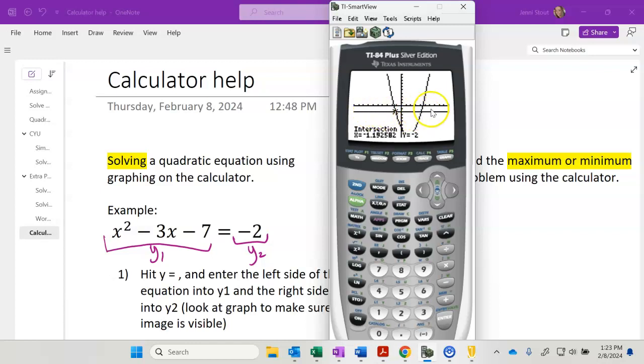Then to find the second x value, we're going to repeat those steps. Click second, trace, choose number 5 for intersect again. This time we move our cursor over until it's close to the other point of intersection. Once it's close, it doesn't need to be right on top. We hit enter 3 times. And that gives us our second value for x, either 4.2 or 4.19, depending on what we've been asked for. Those are your 2 solutions for the equation.